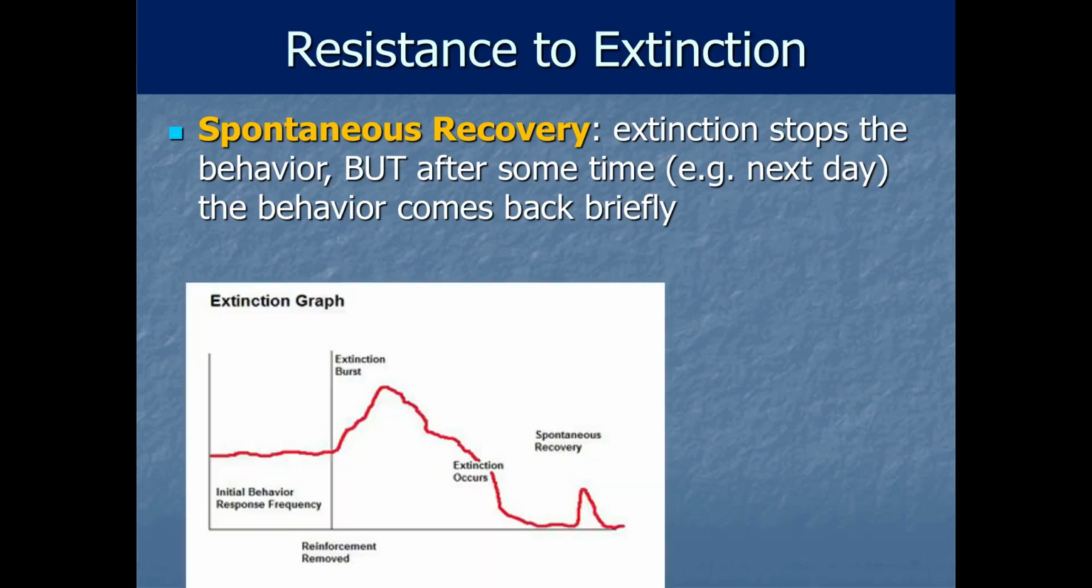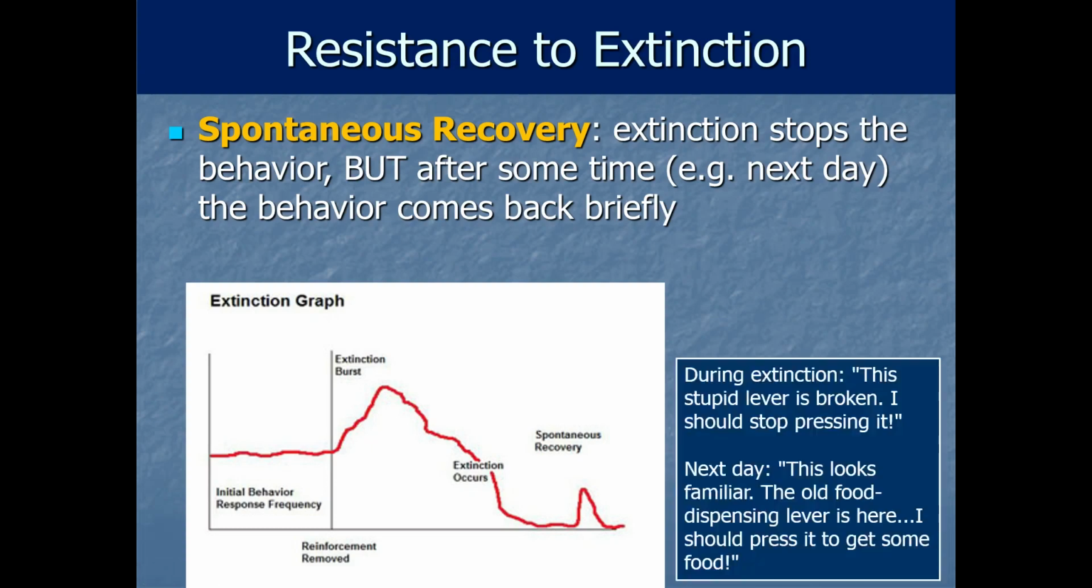So on the graph here, this isn't a cumulative record, right? This is just measuring how much behavior occurred in a given day or a given session. We've got a steady rate of the behavior happening, and then reinforcement is removed, meaning we start extinction, right? Notice the behavior initially jumps up. That's extinction burst, just as we would expect. But with some time, you keep doing extinction, the behavior will go down and eventually may go away completely, right? It's down to 0. But notice after some delay or a night of sleep or something like that, the behavior can come back again briefly, though only partially. That would be spontaneous recovery.